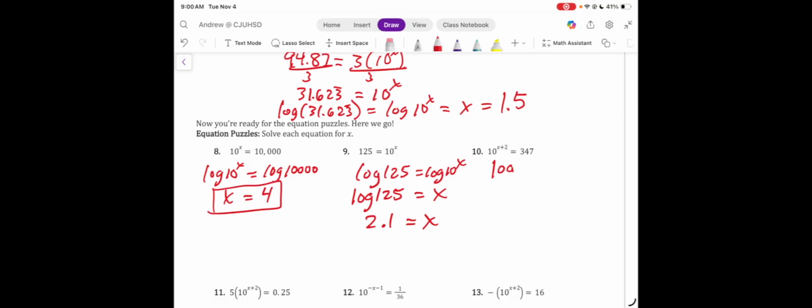Now this next one, it's got an extra step in it. We're going to do the log on both sides. Actually, that'll inverse itself, just giving us x plus 2. And that's log of 347. Subtract 2. Now remember, order of operations says we got to do the log first. So I'm going to type in log of 347, get the answer to that, and then subtract 2. So we should be getting 0.54.